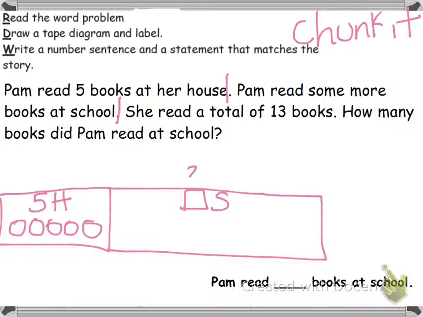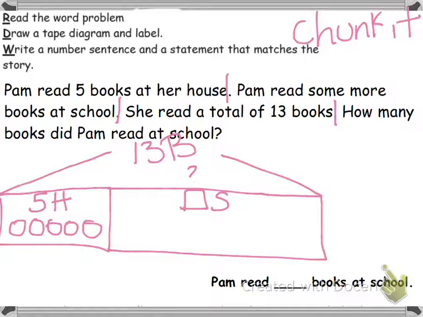Now let's keep on reading. She read a total of 13 books. Stop right there. She read a total of 13 books. That total kind of helps us know that 13 is our whole. So we know that 13 was how many books she read all together. So now we know that 13 is how many she read all together, and 5 is how many she has read at home. So we have to just figure out how many she read at school. Now the question is, how many books did Pam read at school? So that's what we're having to figure out.